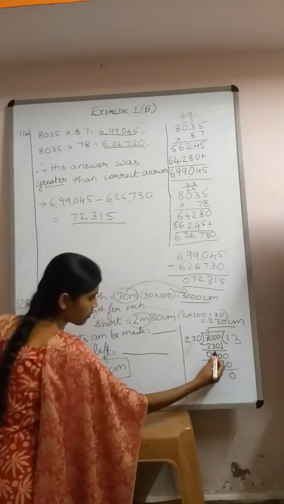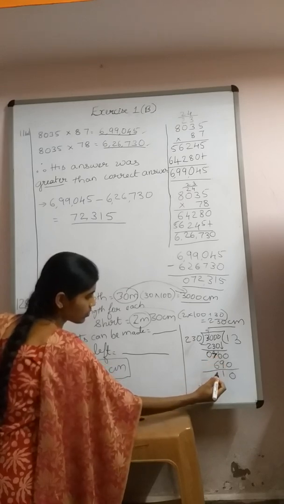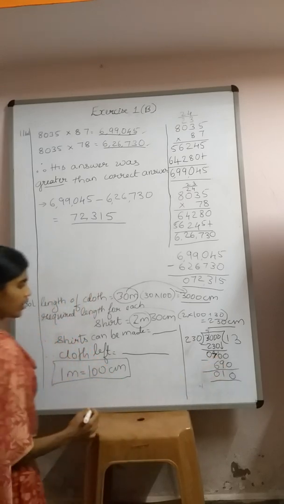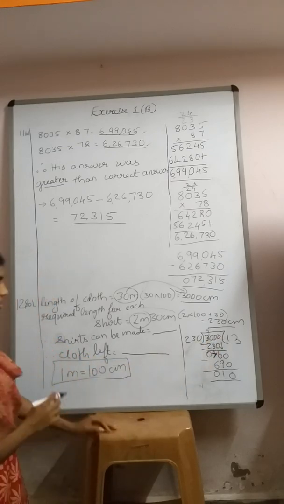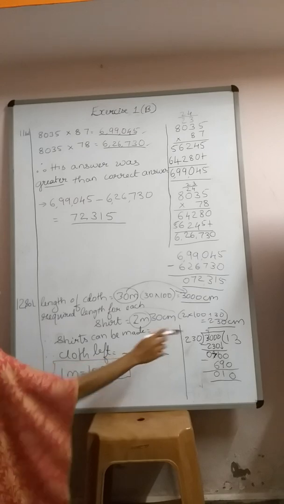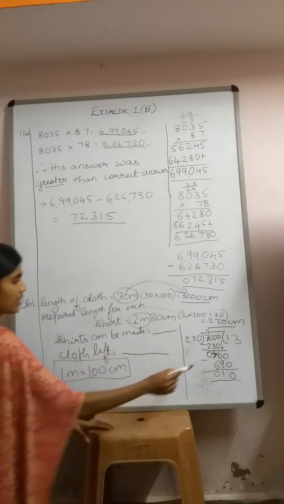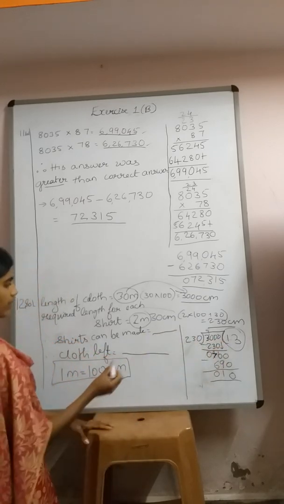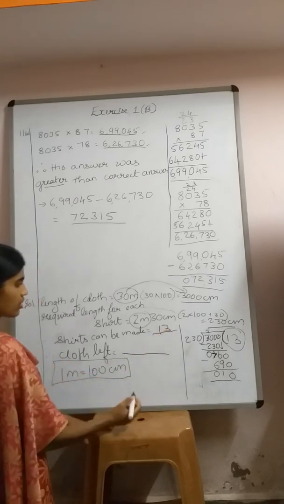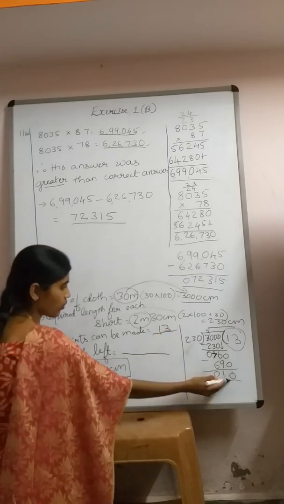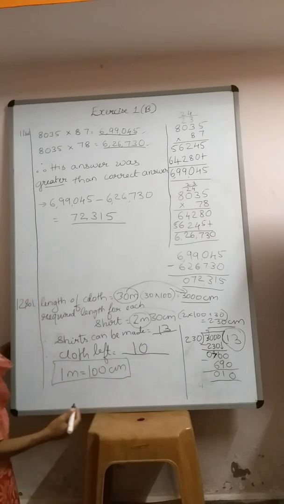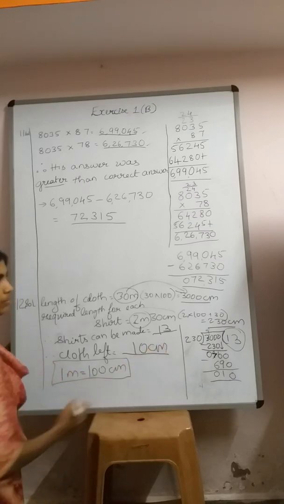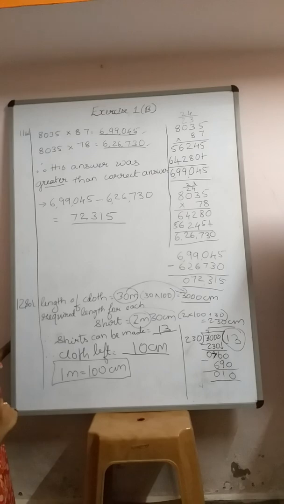So 0, borrowed 1, 10. So here 0. So what remains, children? 10. And how many shirts can be made is 13. So 13 shirts can be made. So write here 13 shirts and cloth left. So what is the remainder here? 10. So this much is the cloth left. So what is the unit of writing? Centimeter is the unit of writing.